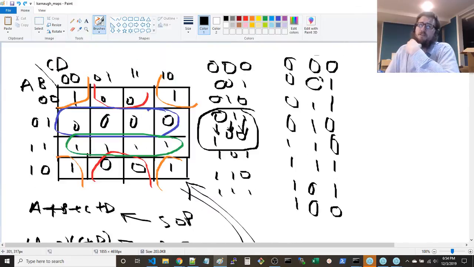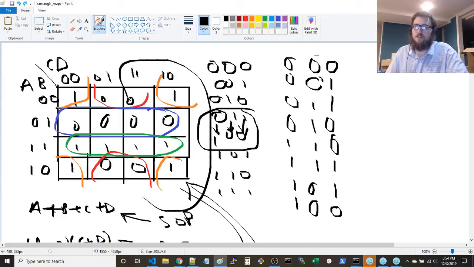The product of sums now is actually sort of a negation of all of that. So you're actually going to look at these zeros. When are you going to get 0, or when are you going to get false? And you say, okay, there are these two cases, right? These four, this one, and obviously this wraps around as well.